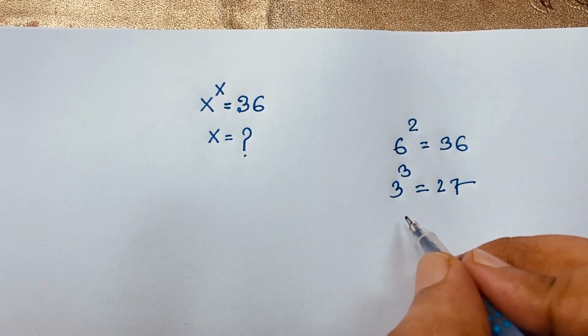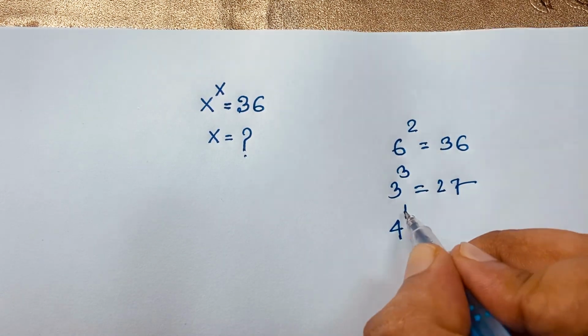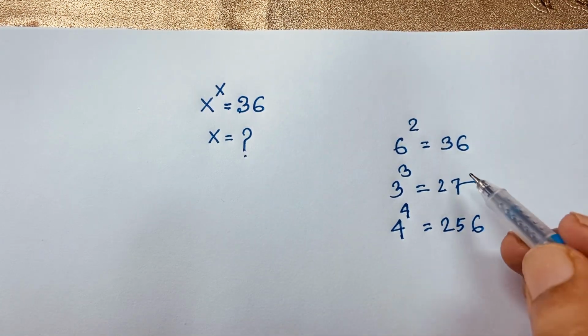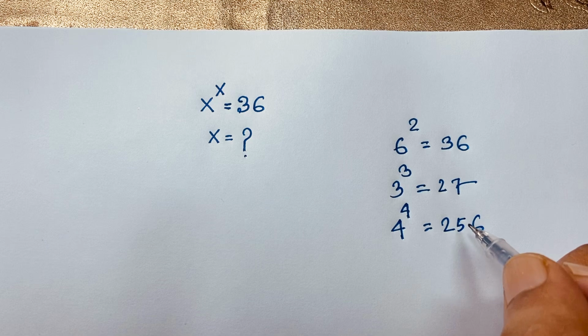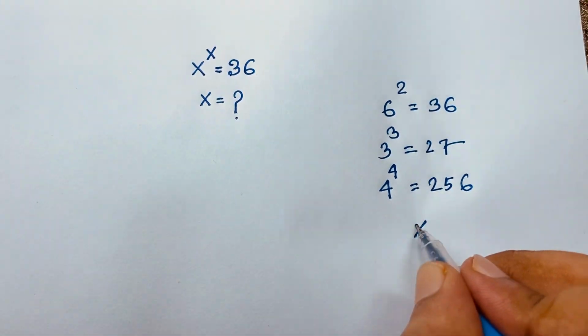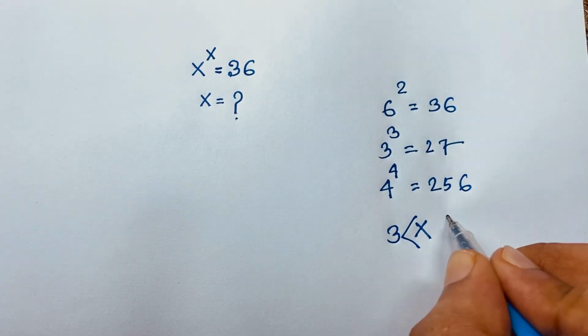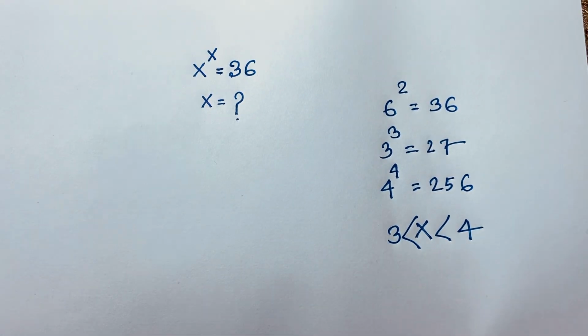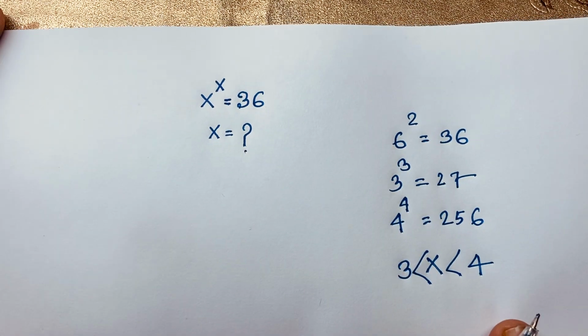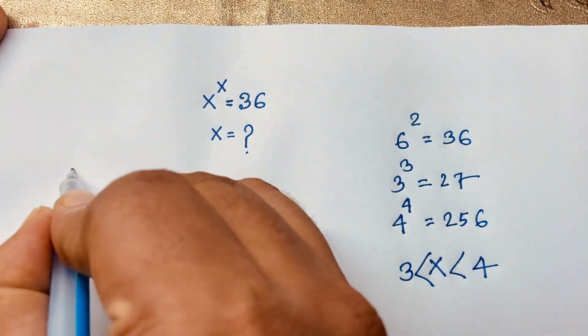Now at this point, if you think here is 4 to the power 4, it will be 256. Now this is 27, this is 256, this is 36. So you can see that this x is greater than 3 and less than 4. Now I will solve our question, our math solution.